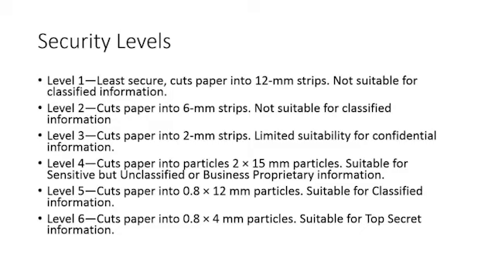Level 3, now we're getting even smaller. We're going to 2mm strips. This is somewhat suitable for confidential information. Level 4, now we're cutting paper into 2x15mm particles. This is suitable for sensitive information, but for classified or business proprietary information, maybe not so much. Level 5, 0.8 by 12mm particles. This is suitable for classified information. Level 6, 0.8 by 4mm particles. So it's really, really thin, really, really short, suitable for top secret information.